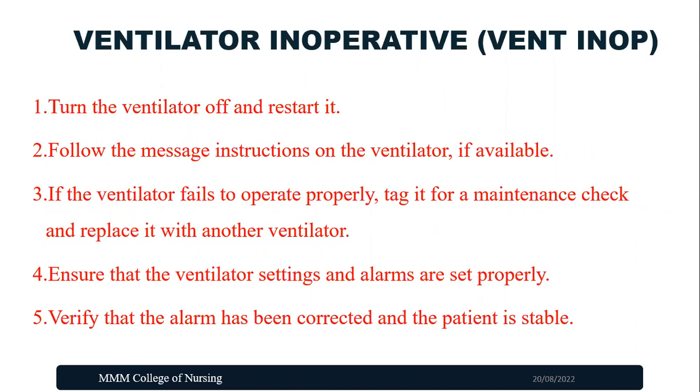Follow the instructions on the ventilator if available. Meanwhile, you can do manual respiratory support for the patient. If the ventilator fails to operate properly, tag it for maintenance check and replace it with another ventilator. Ensure that the ventilator settings and alarms are set properly. Make sure the alarm has been corrected and the patient is stable.